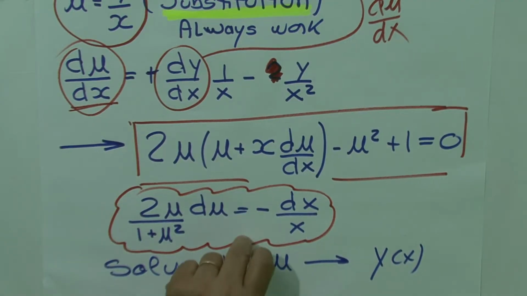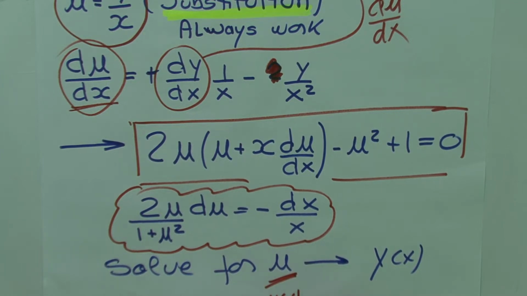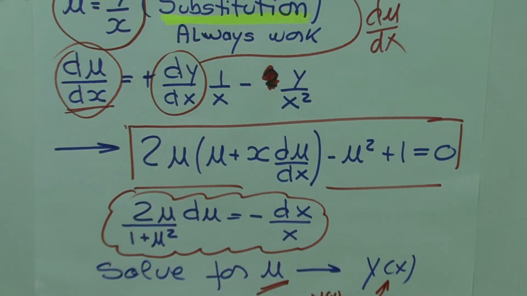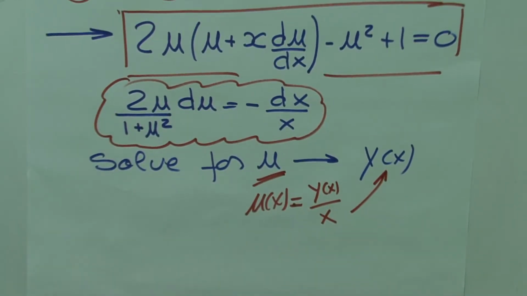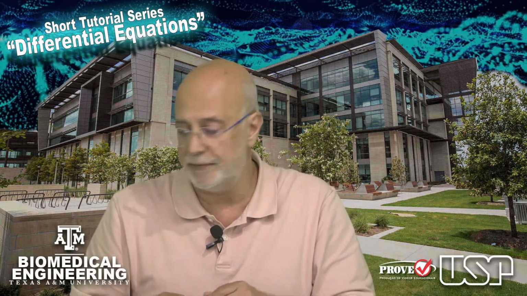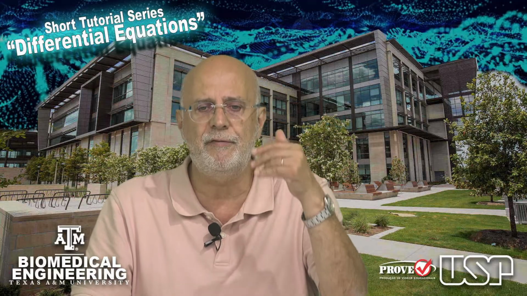And then I can solve this equation. Once I solve, I'm going to get u of x. But u of x is nothing more than y of x divided by x. Therefore, I can obtain y of x. This is a very important type of argument that we use all the time. That's what we call redefining some variable.